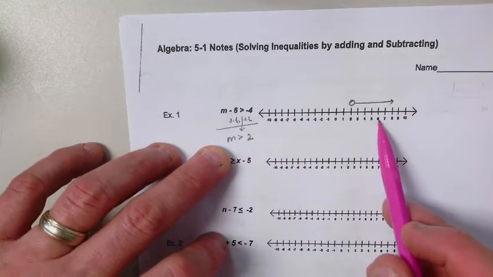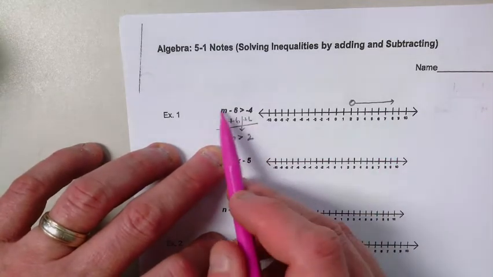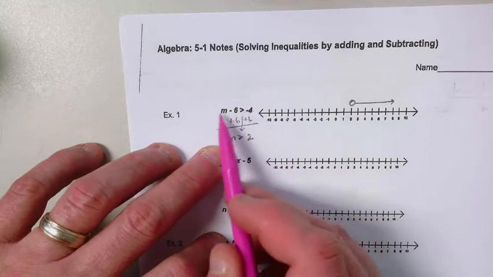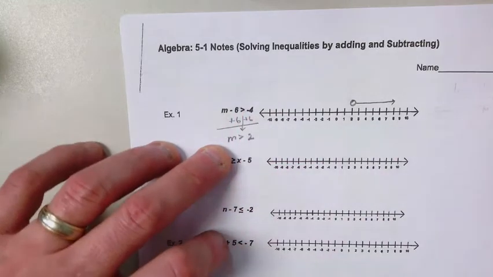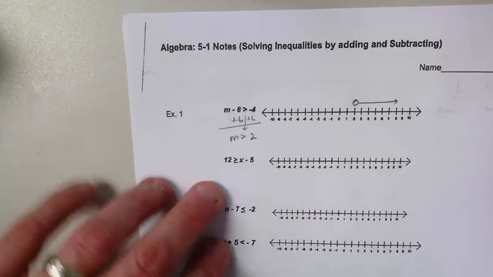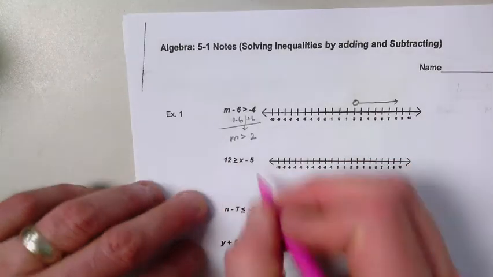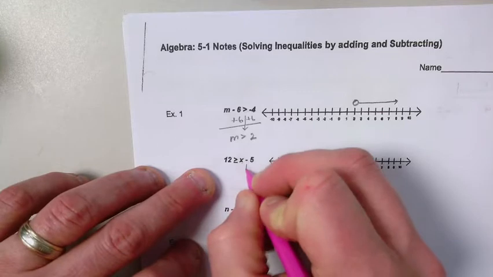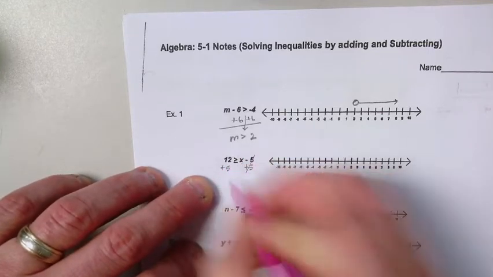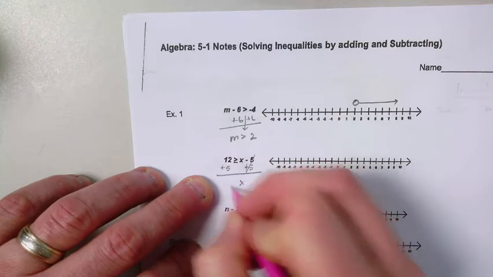So let's pick 6. If I plug in 6 here, is 6 minus 6 bigger than negative 4? 6 minus 6 is 0. That is bigger than negative 4, so I am good. The next one. In order to get x by itself, I'm going to add 5 to both sides. That gets rid of the 5s over here. So we have this.